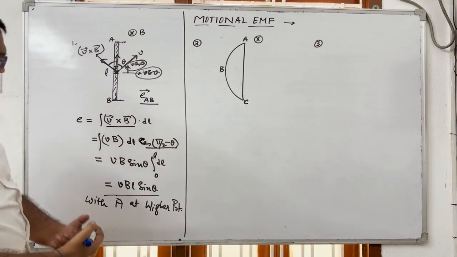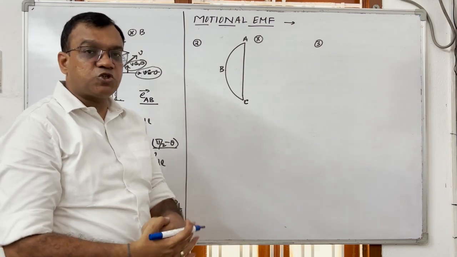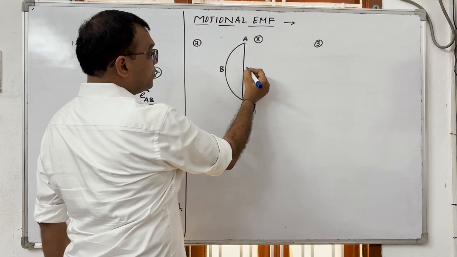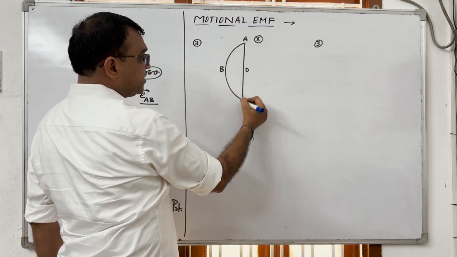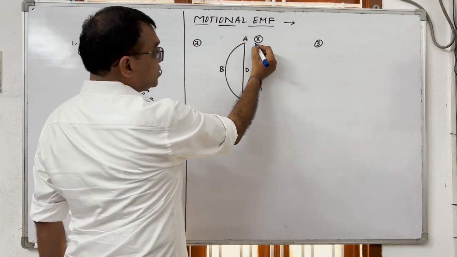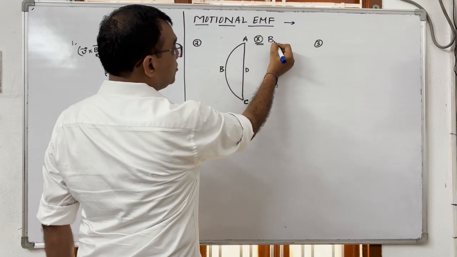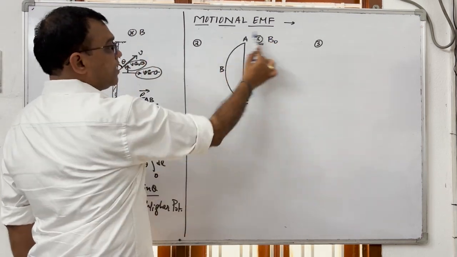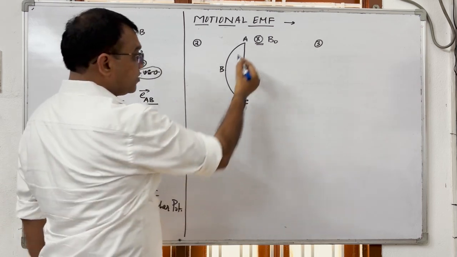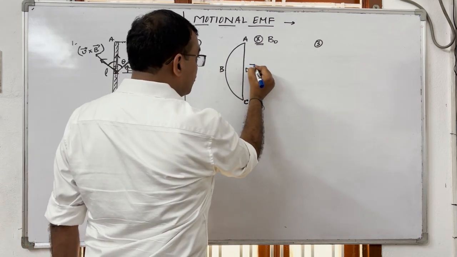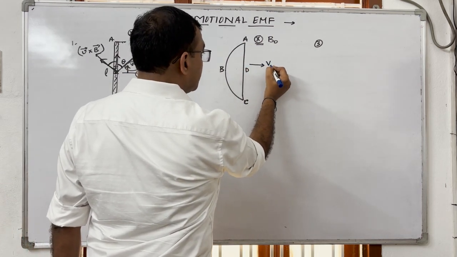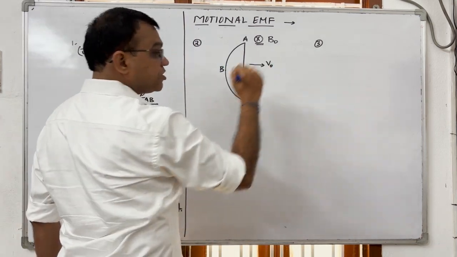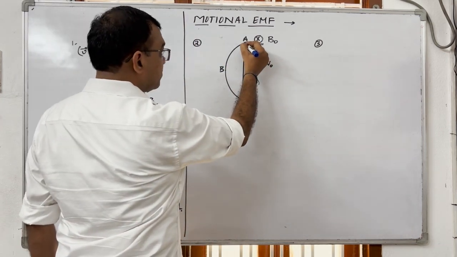Understood? Simple question. Let's take the next question. We have one conducting loop ABCD. This is placed in a uniform magnetic field B0. In this entire region, magnetic field B0 is present. And this loop is moving with constant speed V0 in this direction.